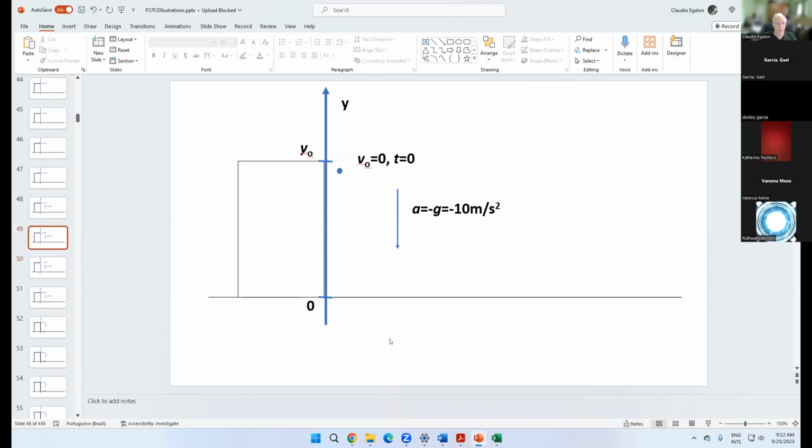That's a motion diagram for a free falling particle. Let's see, I move that. Better now, right? And the final position right here. Yep, here you go.